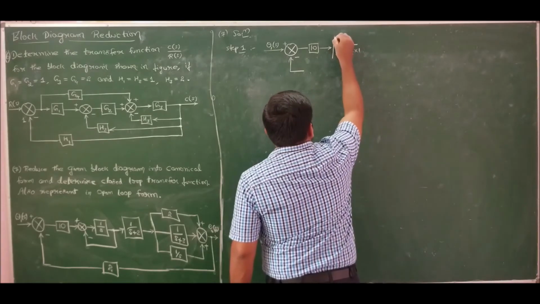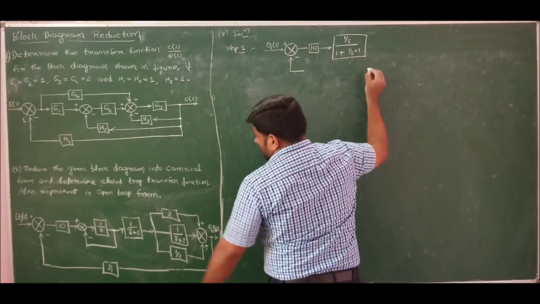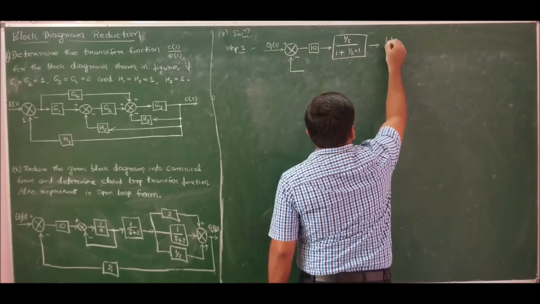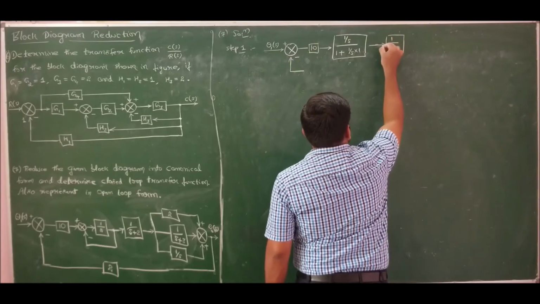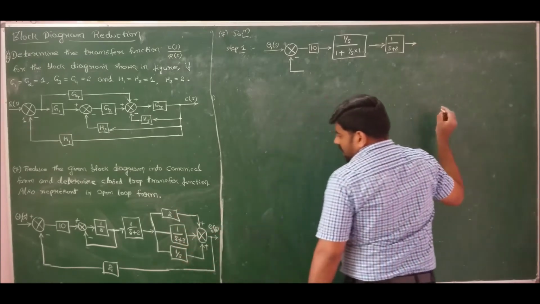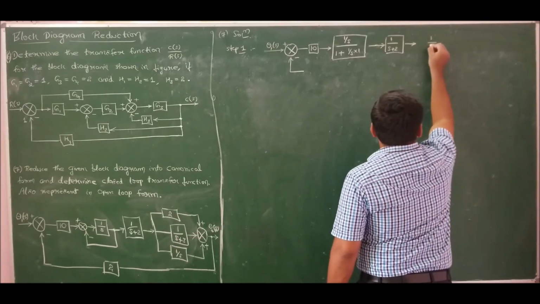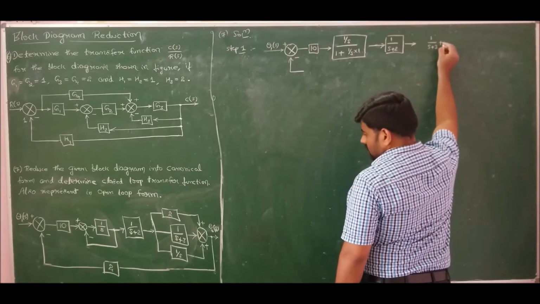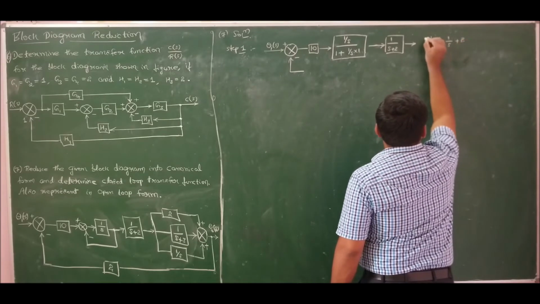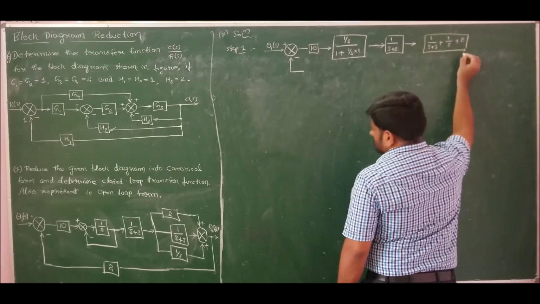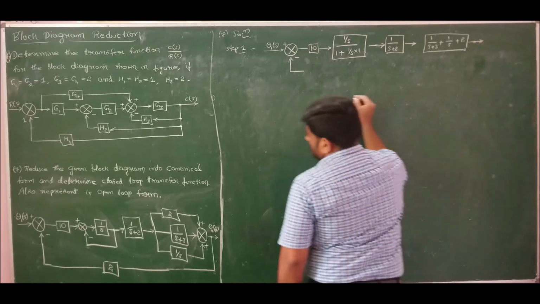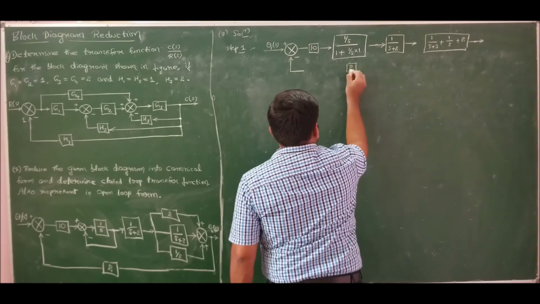So this is the value of the minor loop. Next we have 1 by s plus 2 as the block value, and next it is clear that all the 3 are parallel to each other, hence the solution is 1 by s plus 3 plus 1 by s plus 2. And we have the output as theta naught of s.